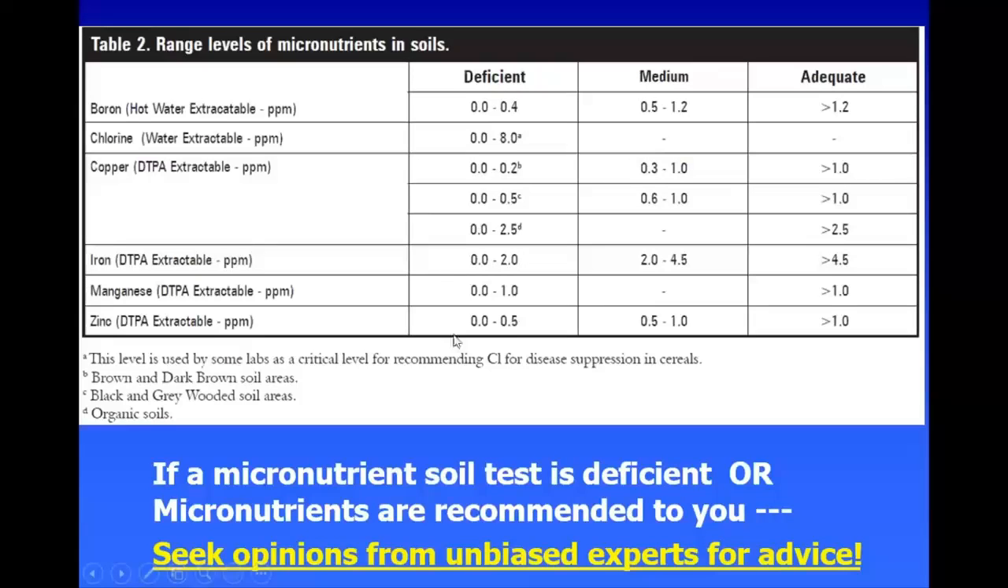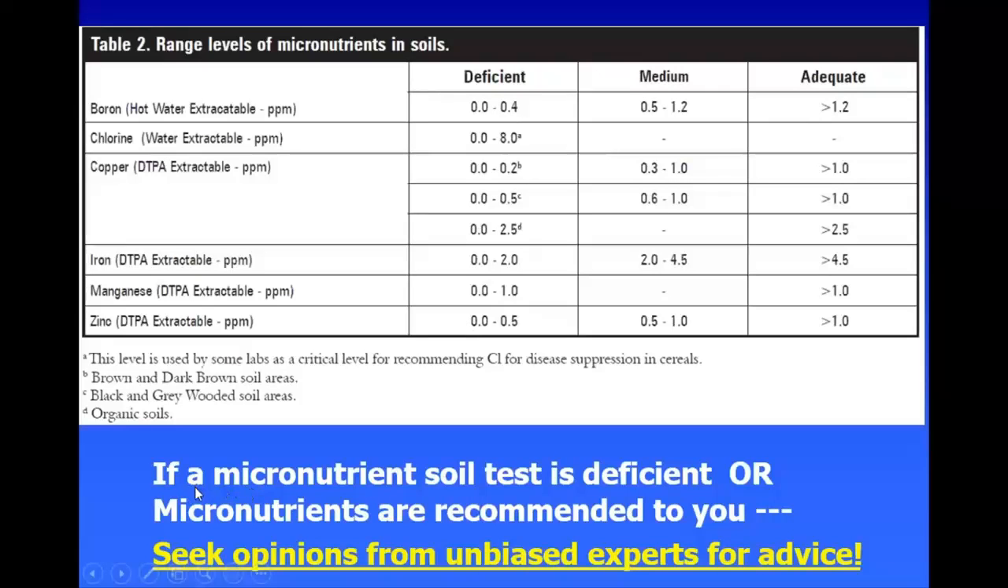And in zinc, I look at about 0.5. One soil test report I showed you from Eastern Canada said if you're less than 2 parts per million, they're worried. But really for Alberta, for most crops, I don't worry about zinc until it's less than 0.5. So there you have it.